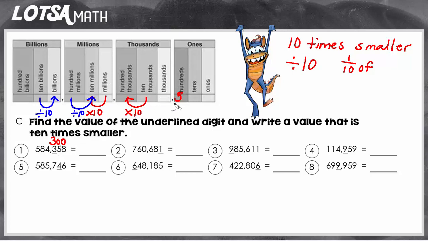So in this case, we have a 3 in the hundreds place. If we want to get it 10 times smaller, you can just move the 3 over one place to the right, and then it would be 10 times smaller. So 10 times smaller than 300 is 30.